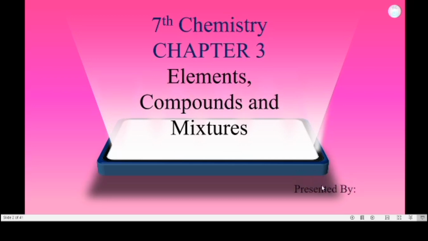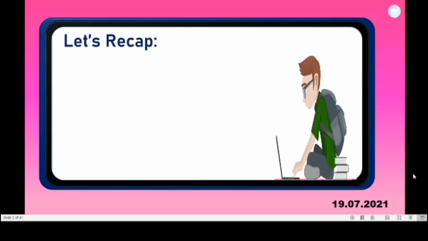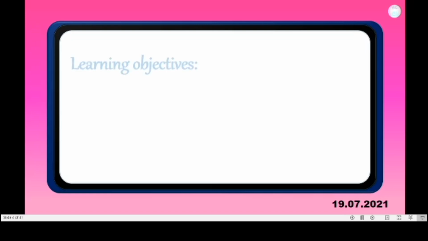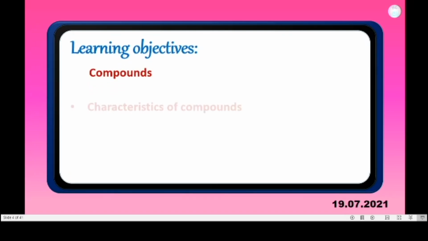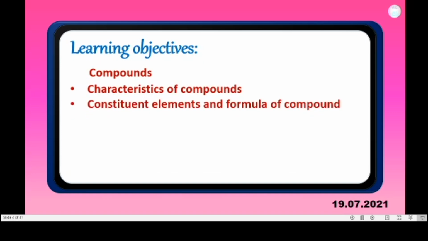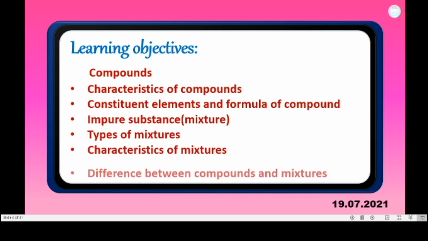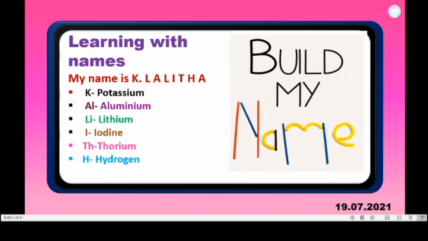I am going to discuss 7th Chemistry, Chapter 3: Elements, Compounds, and Mixes. In our previous session, we discussed matter, types of matter, pure substances, elements, properties of an element, symbols of elements, and classification of elements. Today's session, we are going to discuss compounds, characteristics of compounds, constituent elements and formula of compound, impure substances, types of mixes, characteristics of mixes, and the difference between compounds and mixes.